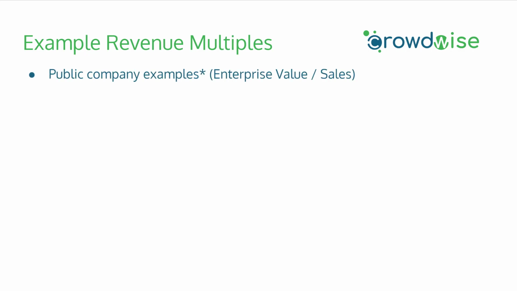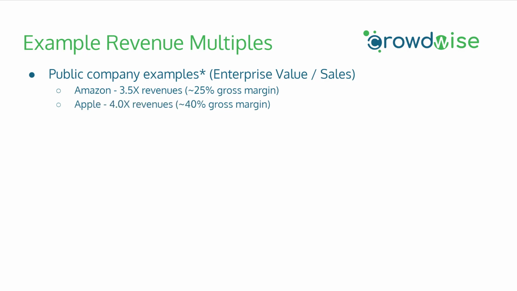For public companies, this is pretty easy to calculate because it's so liquid, which is basically the enterprise value through the market cap divided by the sales. So Amazon right now, as of late 2019, is trading at about 3.5x revenues, or 25% gross margin, whereas Apple is 4x revenues, but notice they have a higher gross margin, around 40%. This shows that while revenue multiples is one important aspect to consider, profitability also comes into play in the question.